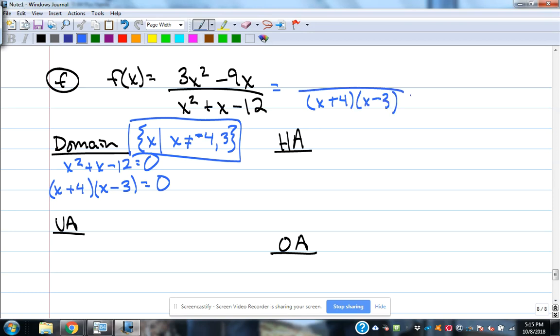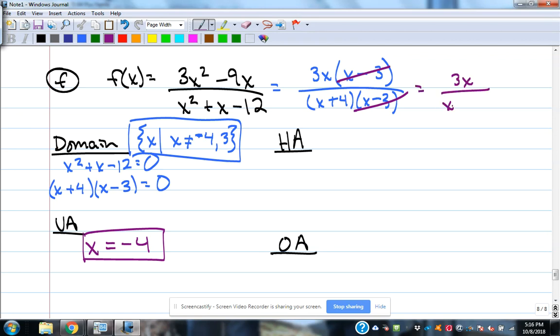So there's the factored form of the denominator. How can we factor the numerator? Good job. 3x leaves x minus 3. Well, that's handy because what cancels? X minus 3 is canceled. So that means our vertical asymptote, what's the only vertical asymptote I have? The negative 4. Good. So I've got a simplified version of 3x over x plus 4.